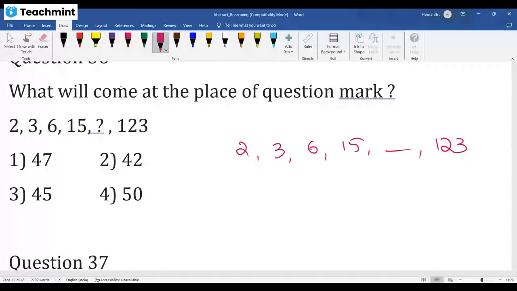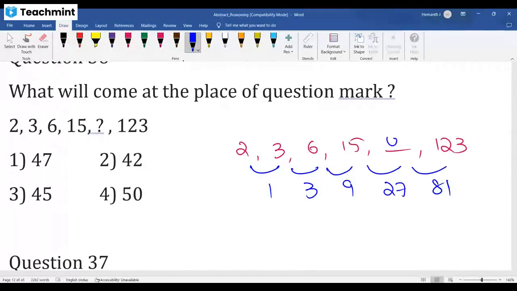What is the answer? 42. Difference is 1, 3, 9, then 27, then 81. Differences are powers of 3. Excellent. Differences are 1, 3, 3 power 0, 3 power 1, 3 square, 3 cube, 3 power 4.